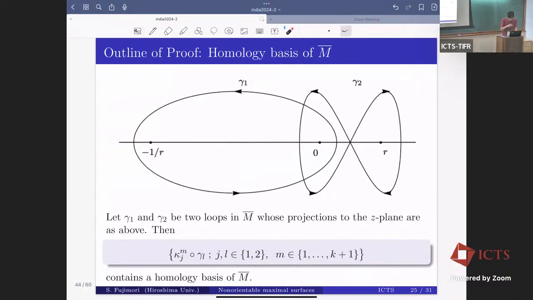So with this symmetry, we set two curves, gamma 1 and gamma 2. This is one sheet of the z-plane, the projection of the z-plane of the Riemann surface. So this gamma 1 and gamma 2 are quite complicated, right?